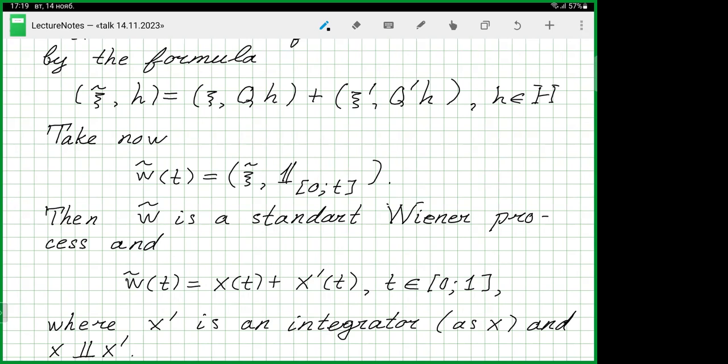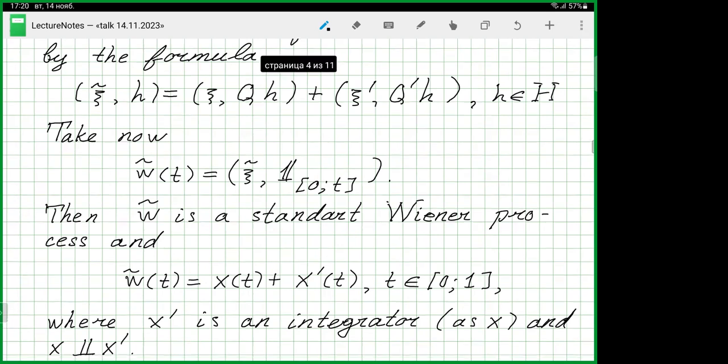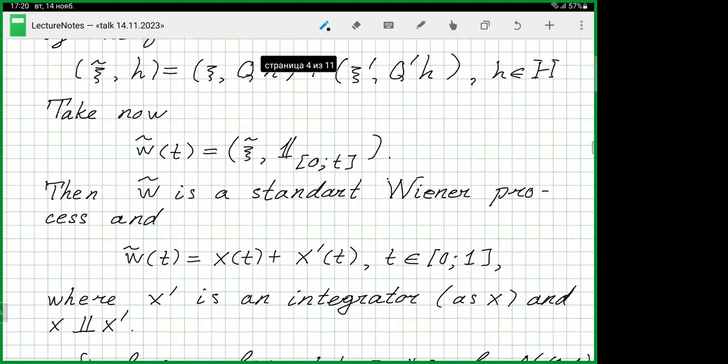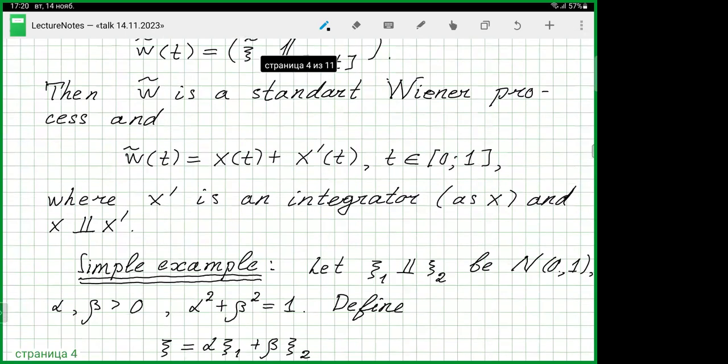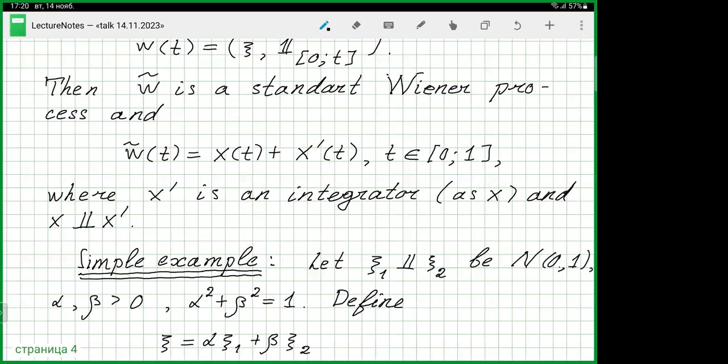So what did we construct? We are able to construct for any integrator another one which is independent, such that their sum is the standard Wiener process. And it is good news. We will use it in our calculations. How? Let me present a very simple example, but this example has two advantages. First of all, this example will give us an idea how to proceed in the general case. And second, it is simple, and everybody can check it by hand very easily.